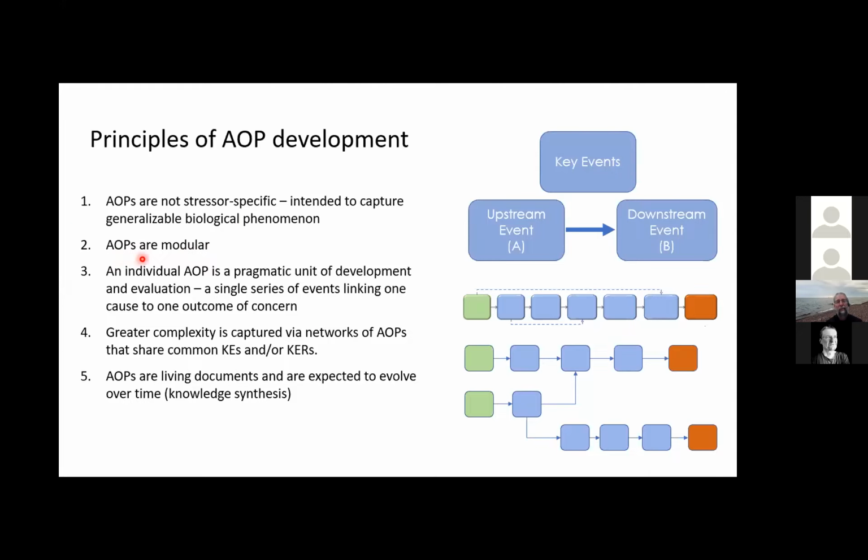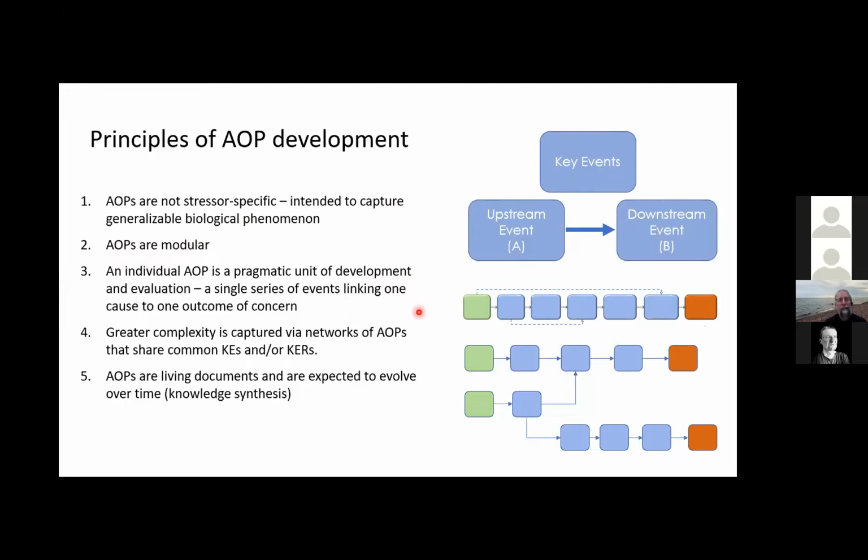We talk about AOPs as being modular because we organize this information again into two basic building blocks: the key events, so this description of the measurements we can make, and then key event relationships that are the evidence and the understanding that allows us to draw inference from one of those milestone measurements to another.